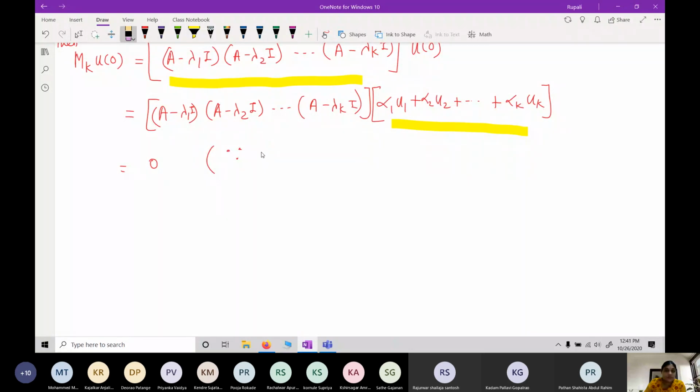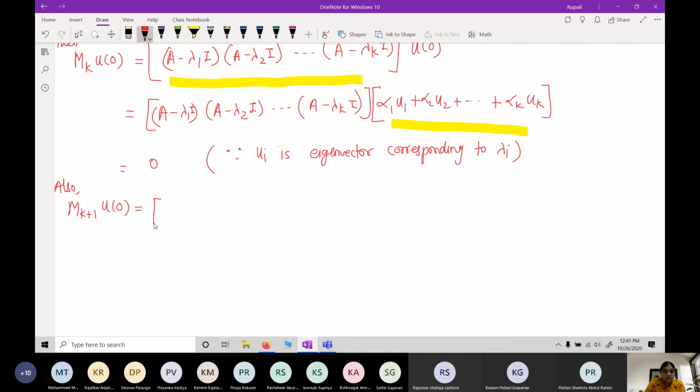Because ui is an eigenvector corresponding to lambda i. And what about Mk plus 1? How can I write Mk plus 1?